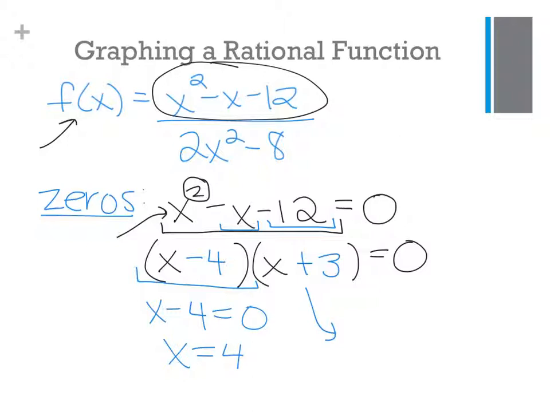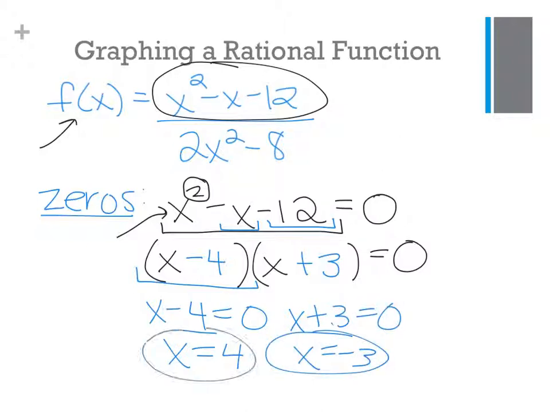And if x plus 3 is equal to 0, then x is going to equal negative 3. Okay, so we have 2 x-intercepts, or 2 zeros of our function. And what we still need to do, though, is find our y-intercept. Our y-intercept is found by determining f of 0. So we substitute 0 for x to find the y-intercept.